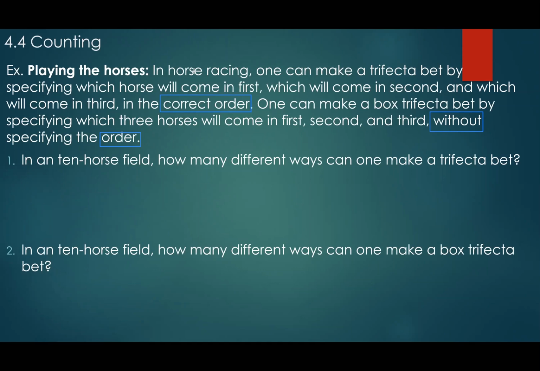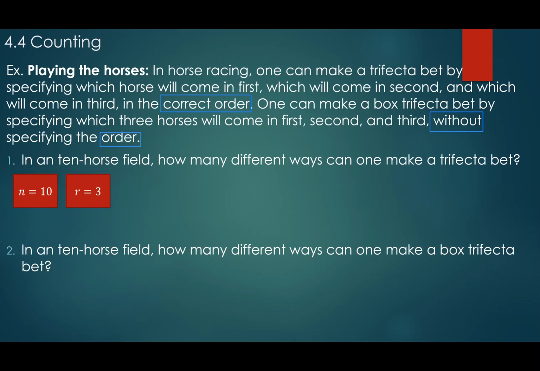For number 1, they say in a 10 horse field, meaning there are 10 horses in this race. How many different ways can you bet a trifecta? Which is, how many different ways can you choose the first horse, the second horse, and the third horse where the order matters? As you can see, n is equal to 10 because there are 10 horses in this field. And how many are we choosing? We are choosing 3, first, second, and third place.